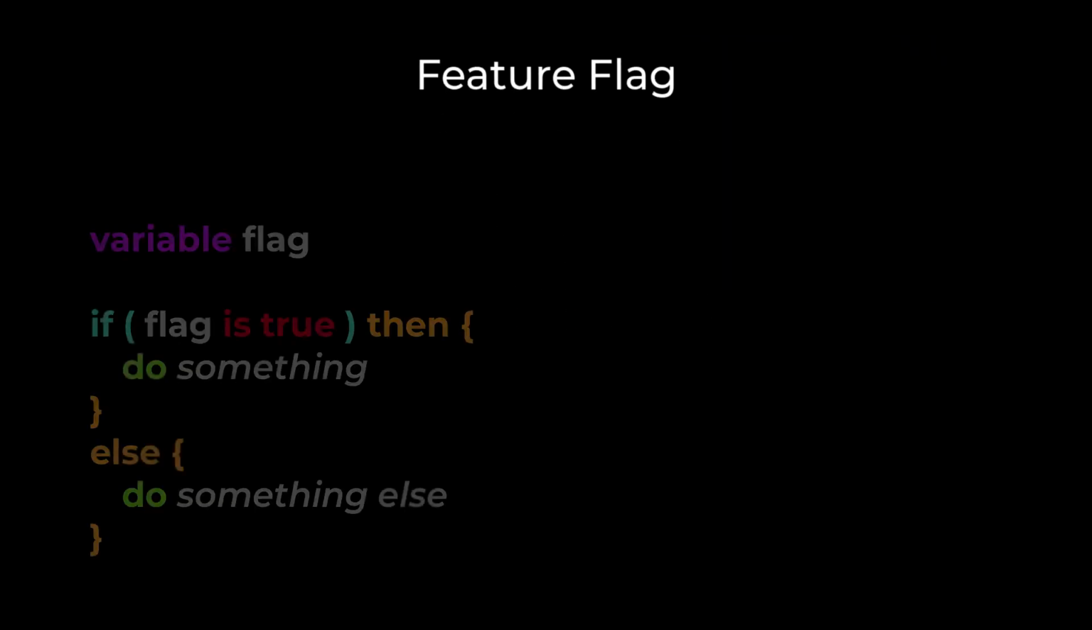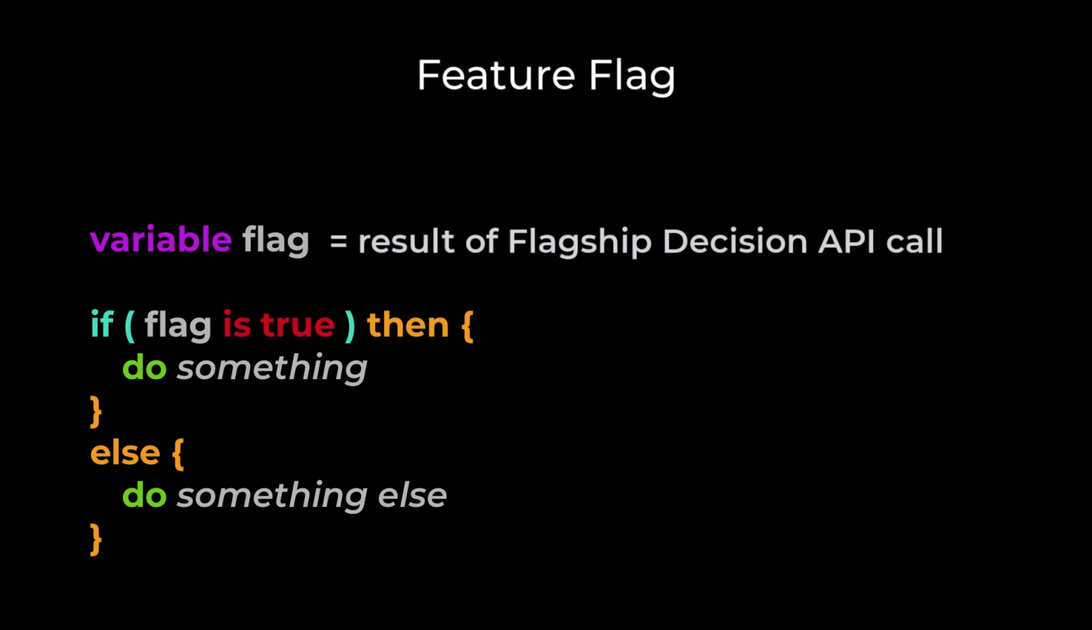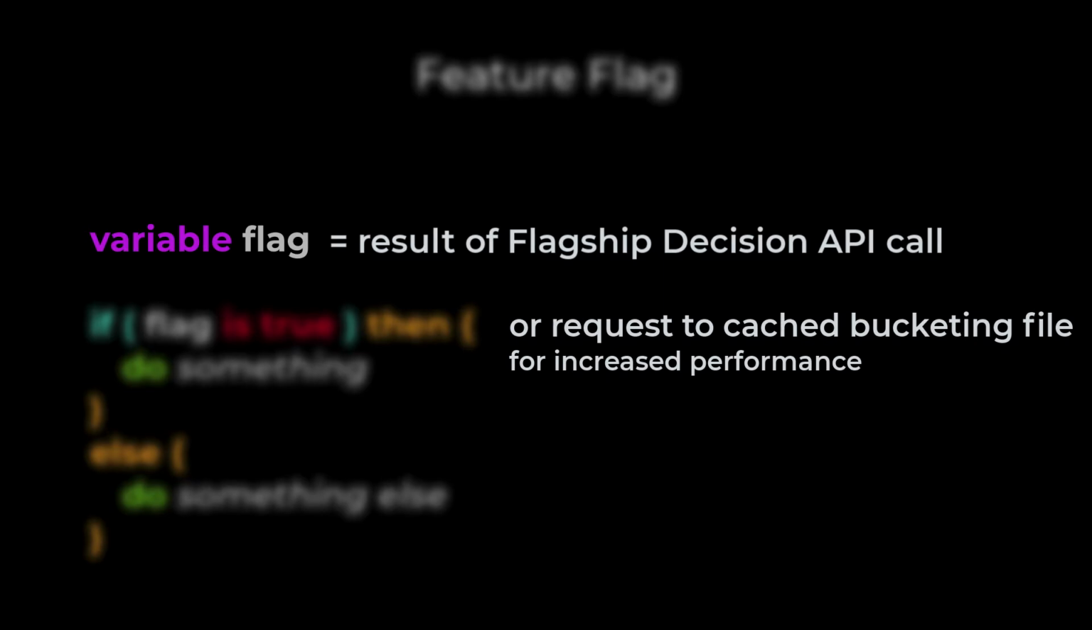It all starts with a feature flag. Think of it as a variable that dictates the behavior or look and feel of your website, your mobile app, email, or any connected device or channel. The key is that its value is controlled by the Flagship Decision API. In the most basic scenario, it lets you define this value remotely, but you can do much more, as you'll see later.